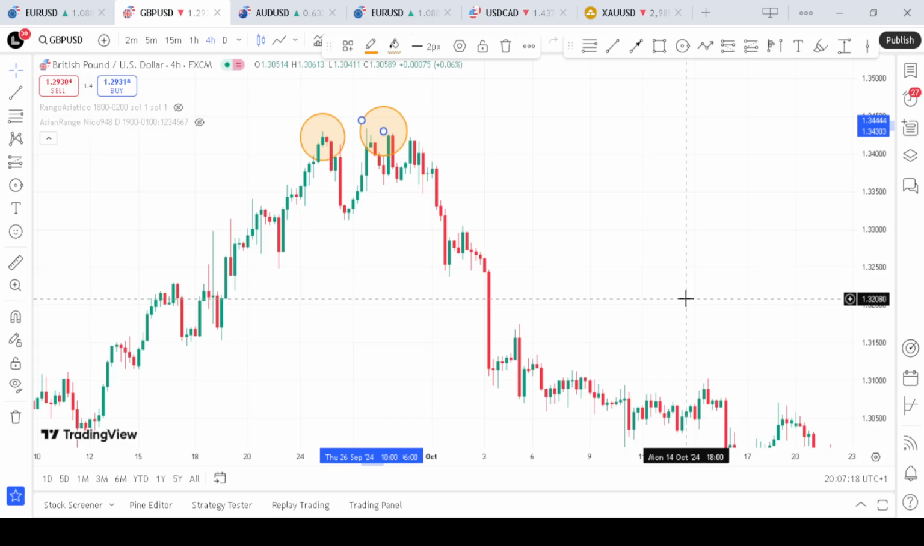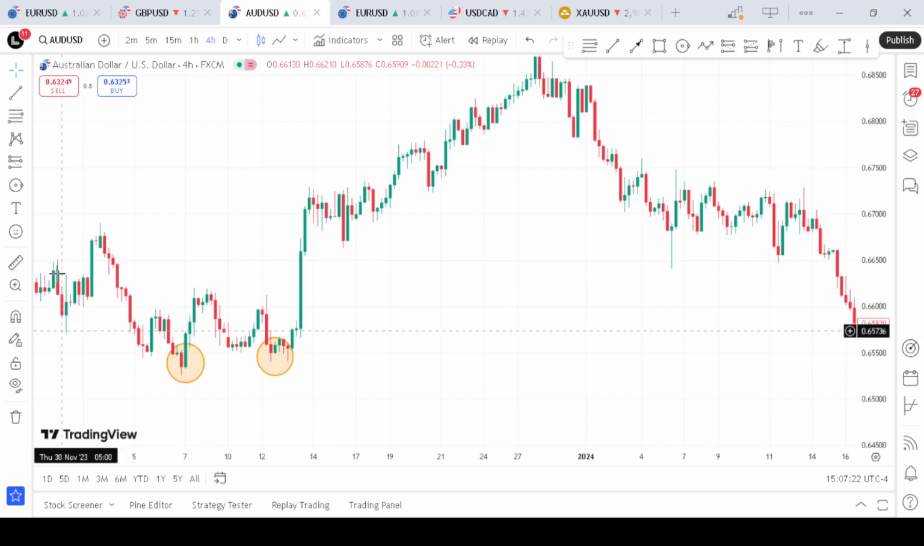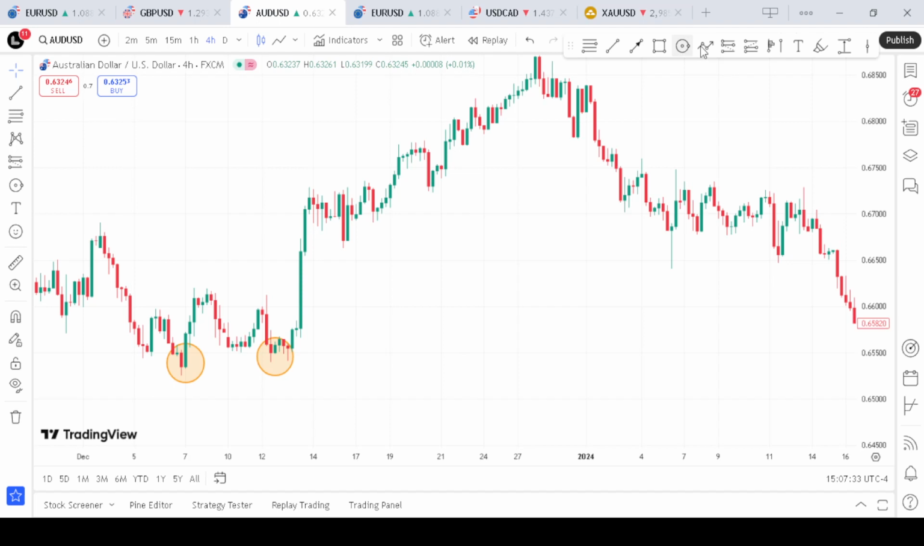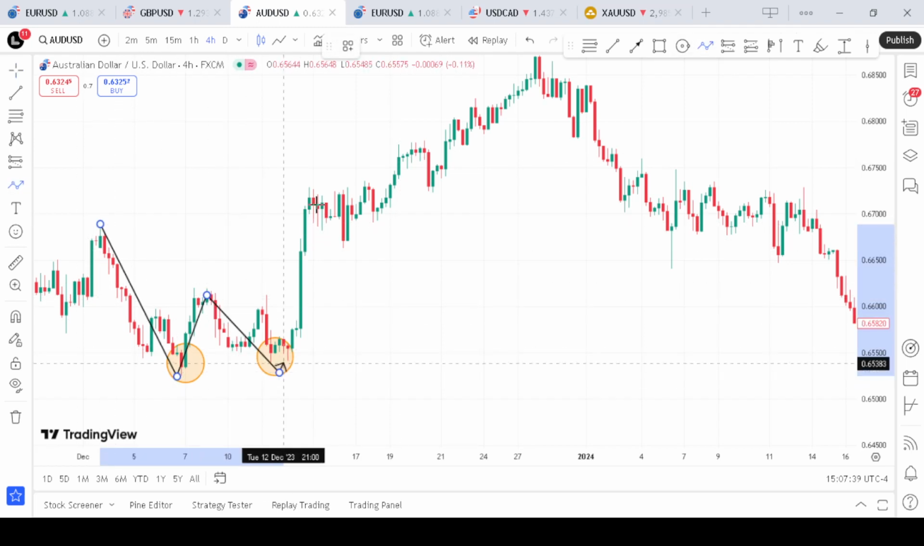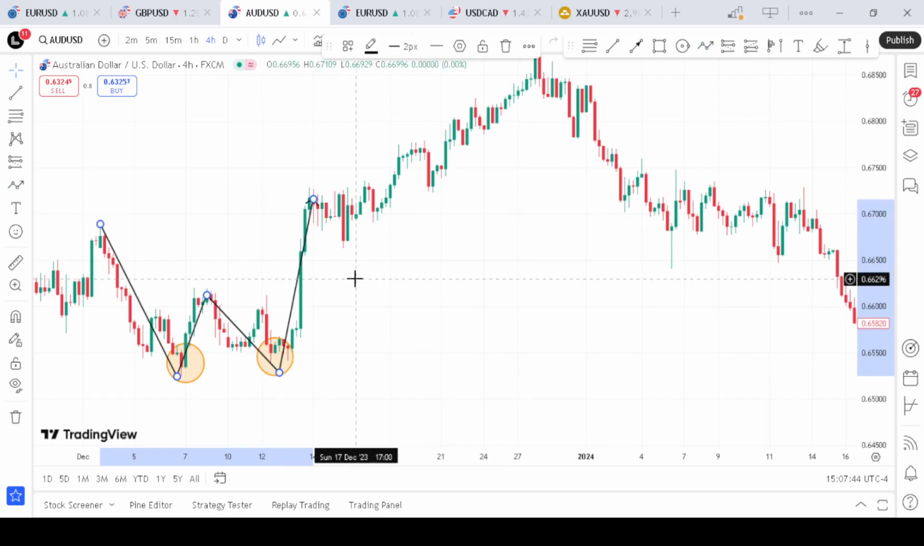On the other hand, we have the double bottom, and this appears after a downtrend, with two lows at the end of the move separated by a peak. This is the peak separating these two dips in price, as we can see. So this pattern indicates that selling pressure is fading and buyers are stepping in. These patterns are not just about shapes, but they represent shifts in market sentiment.